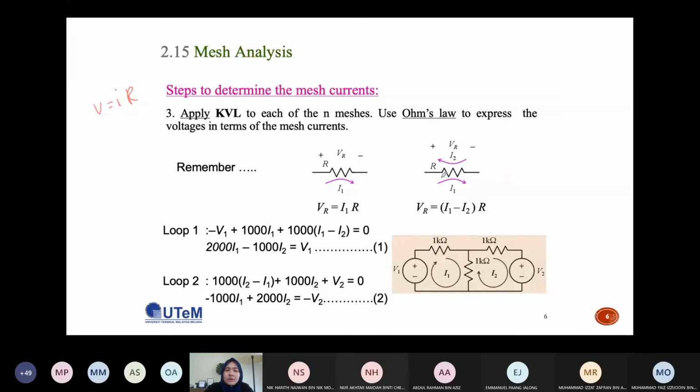But if you have a circuit where the resistor is connected in two loops, for example this is loop 1 and this is the second loop, then to calculate the voltage over here, VR is equal to I1 minus I2, multiplied by R. This one I will show you later in the example.